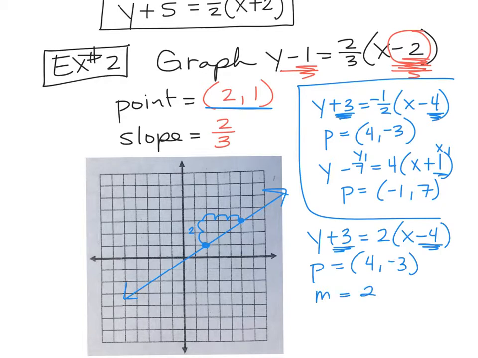Okay, what do I plot first, the point or the slope? The point. So your point is 4, negative 3. So to the right 4, right? 1, 2, 3, 4, down 3, 1, 2, 3. So you have your point. Where does a slope of 2 move? Up 2 over 1. A lot of you on the quiz did a slope of 2 as up 2 over 2. But the number 2 is 2 over 1, right?